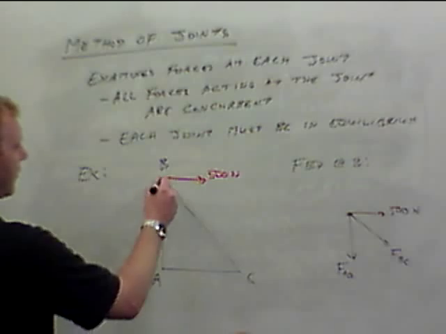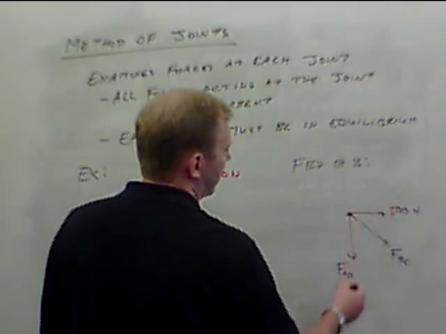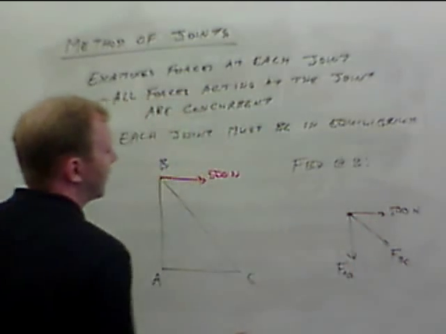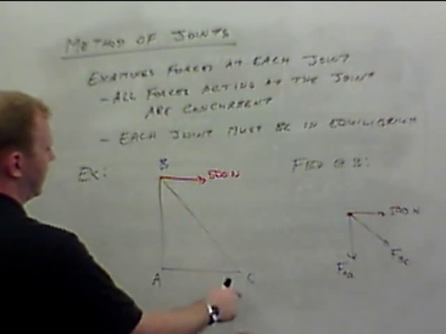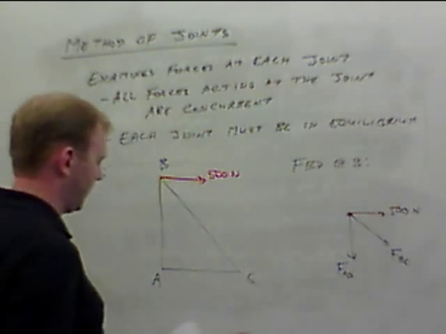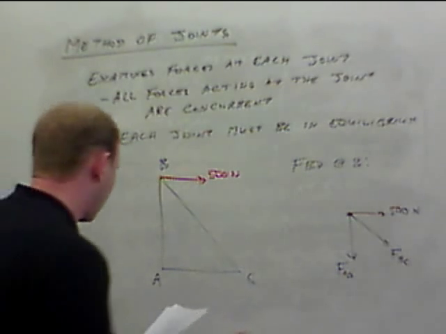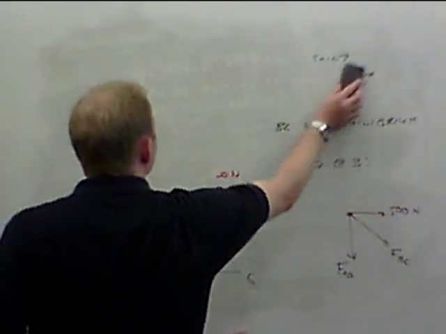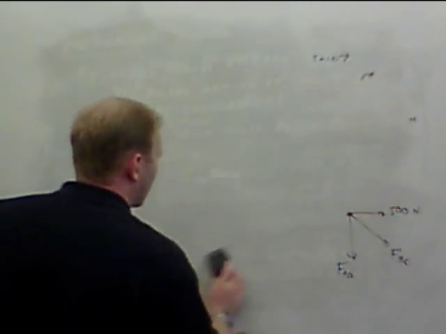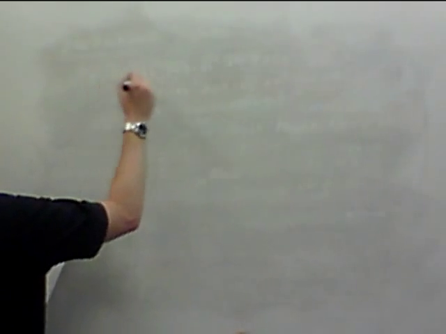So here I could start at point B, and find the summation of forces in x and the summation of forces in y, and figure out what FAB and FBC are. Then I know this one and this one. I could move to one of the other points and find FAC. We'll do that here in a little bit of an example. Let's take a look here if I have a truss.